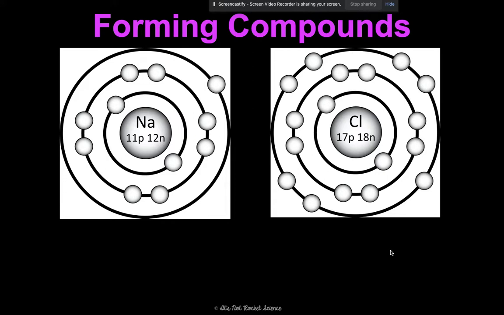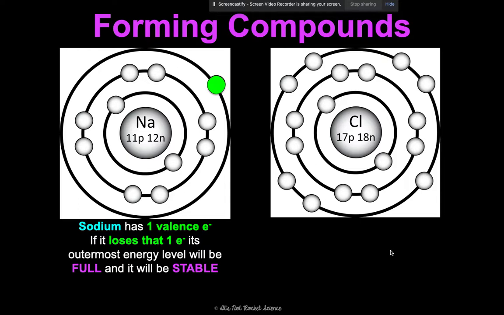So let's talk about forming compounds. Let's go back to our example about sodium chloride, which is table salt. So you have a sodium atom and a chlorine atom. Sodium has 1 valence electron because it is in group 1. So there's its valence electron in green. If it loses that 1 electron, its outermost energy level will be full and will be stable. So if you look at this middle ring right here, it has 8. It's happy. It's good because it's lost that valence electron.